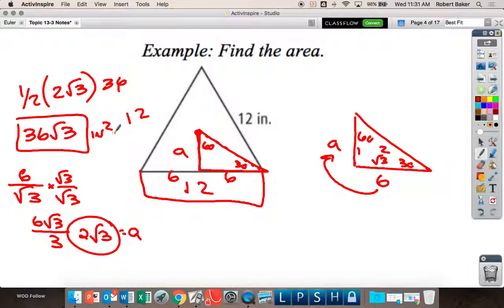Is it going to tell us to leave it in? It will say either leave it in simplest radical form or use the nearest 10. Okay?